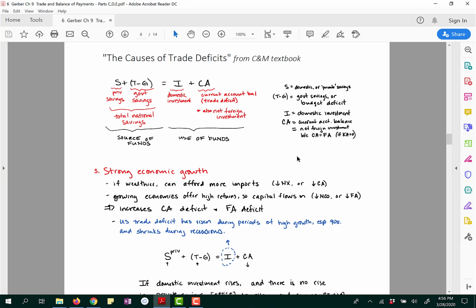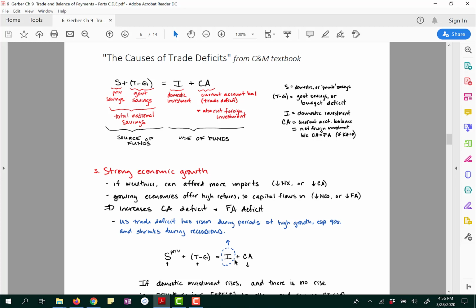Strong economic growth is another cause. If any of you saw the David Henderson lecture last semester, one of his quotes was, "The quickest way to remove the US trade deficit is to go into a recession." So the trade deficit changes with the business cycle. When the economy is booming and we're experiencing economic growth, the trade deficit increases.